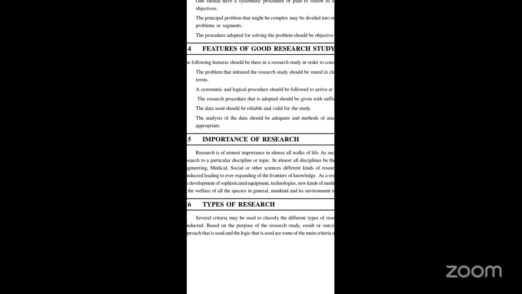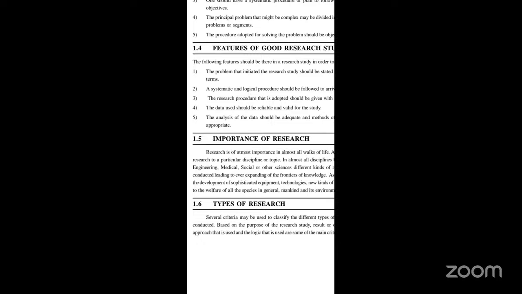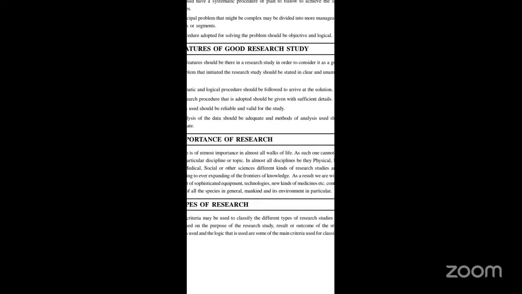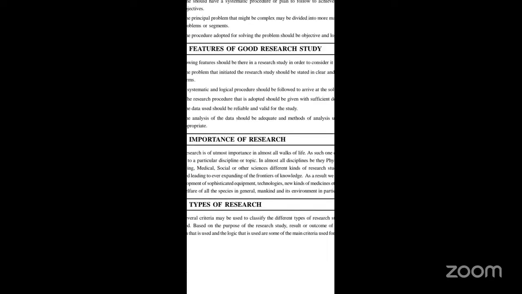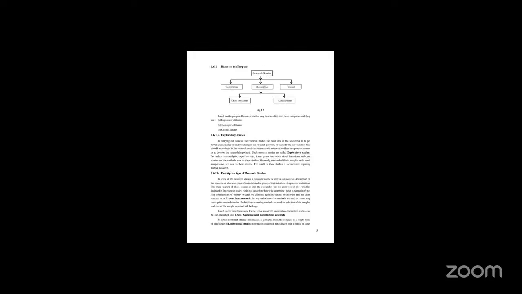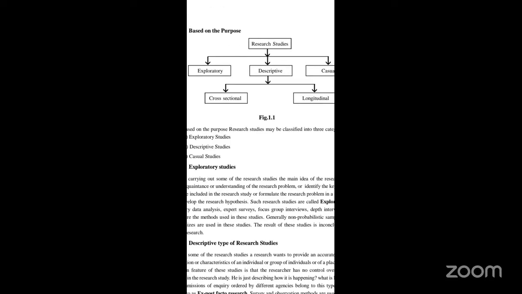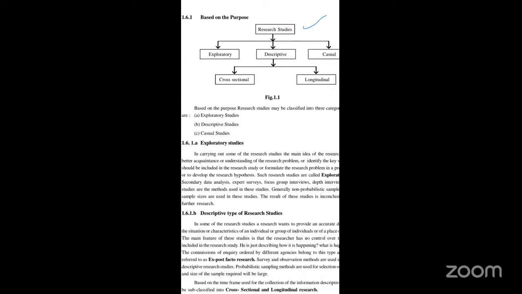The next one is types of research. Based on the purpose of the research study, the result or outcome of the study, the approach that is used, and the logic that is used are some of the main criteria used for classification. This is the flow chart. All of you go through this. Here, research studies are divided into exploratory, descriptive, and causal. Descriptive is divided into cross-sectional and longitudinal.